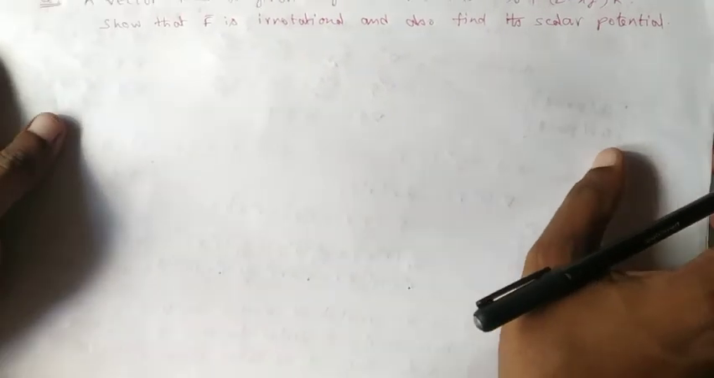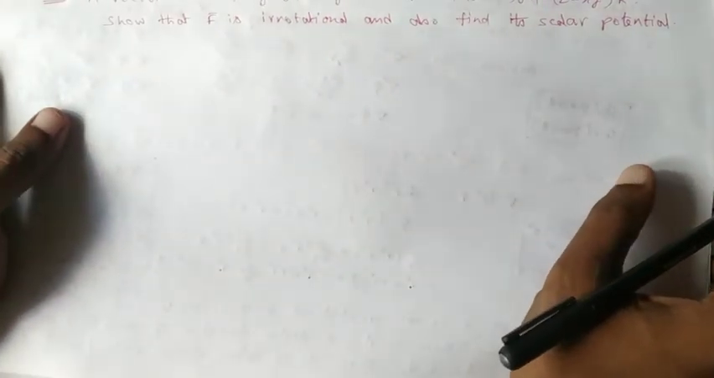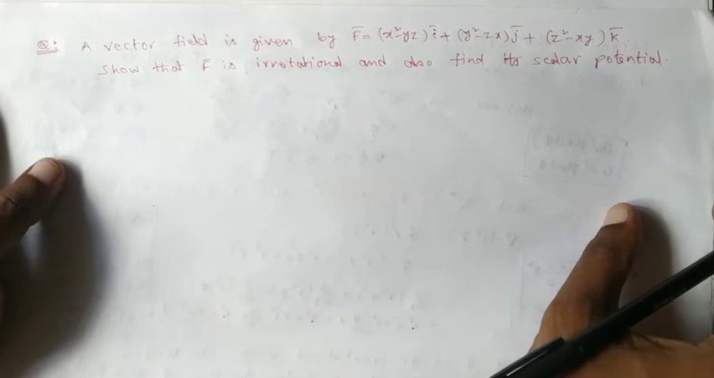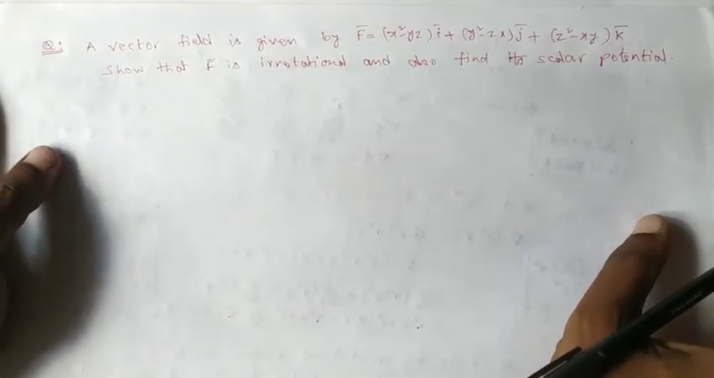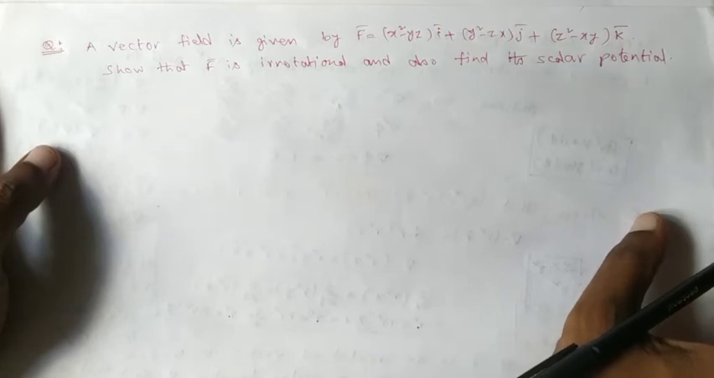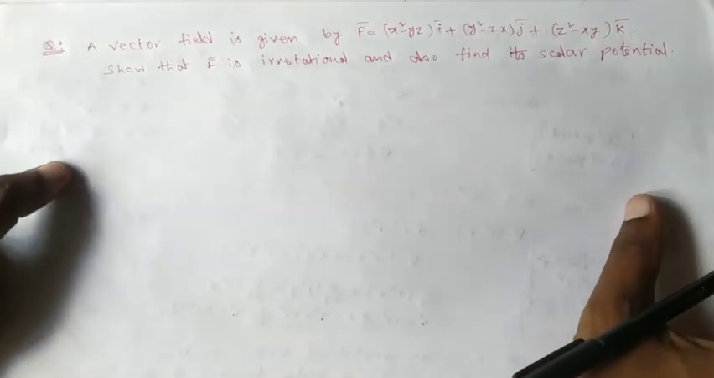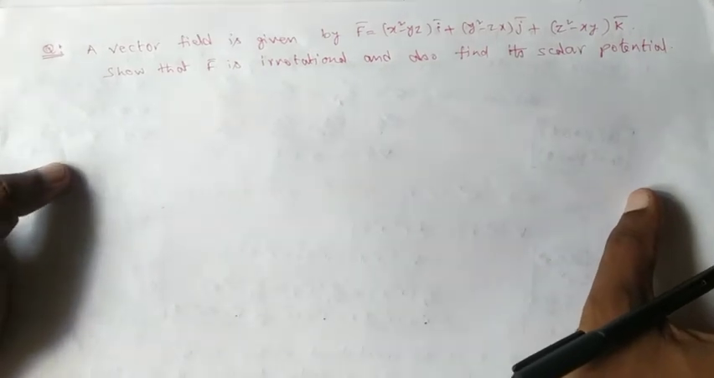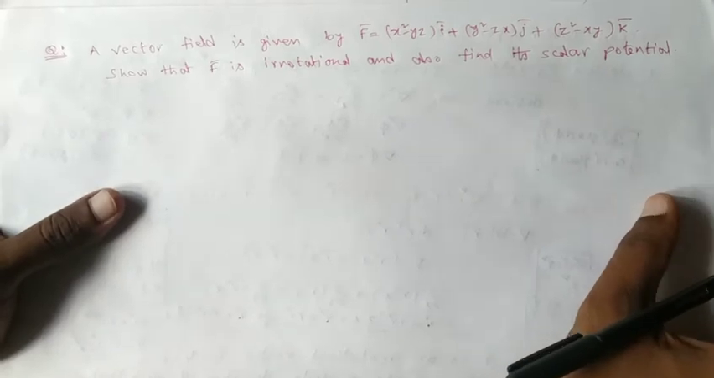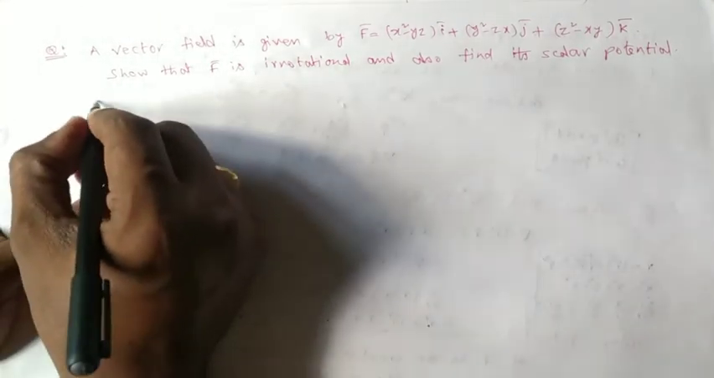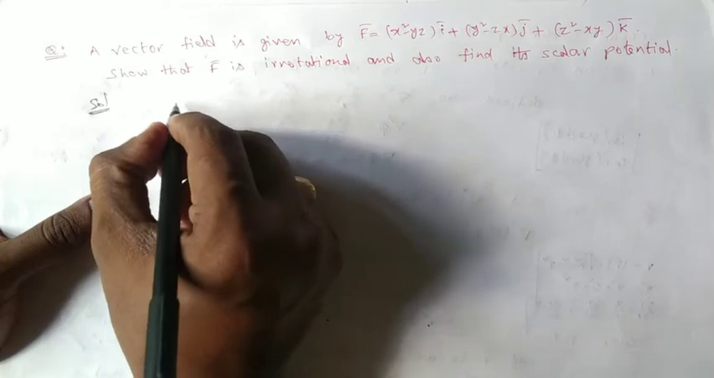A vector field is given by f̄ equal to (x² minus yz) ī plus (y² minus zx) j̄ plus (z² minus xy) k̄. Show that f̄ is irrotational and also find its scalar potential. In order to show that it is irrotational, we have to show that del cross f̄ is 0̄. For that, I just want to calculate del cross f̄. Solution.